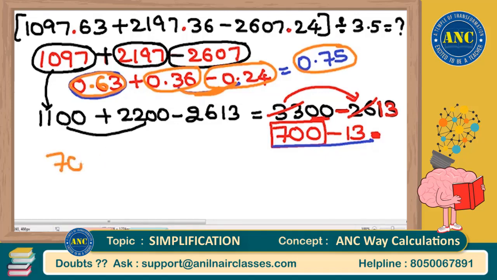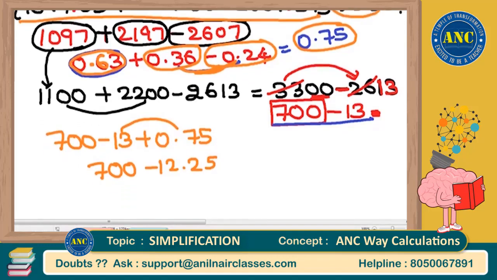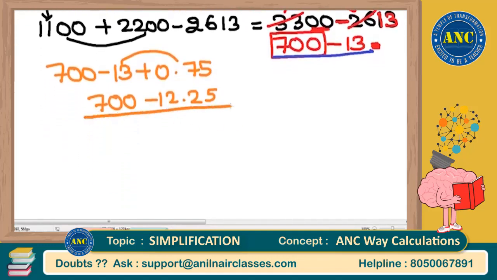So you are left with 700 minus 13 plus 0.75. If I subtract 13.75 from 700, it is 12.25. But this value is nothing but this particular thing. I also have something called divided by 3.5 in the question. So I will divide by 3.5. Now I already told you I don't like 5 to be in the units place. Multiply by 2.